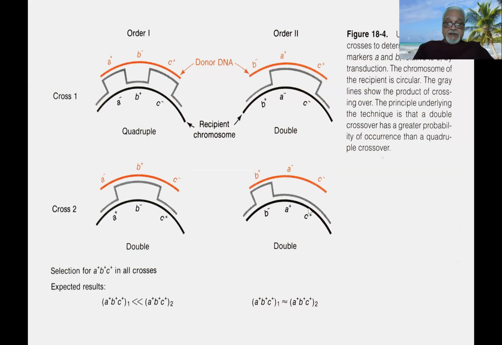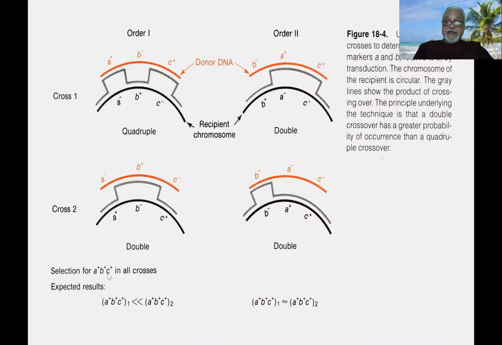And in this order, again, it is B minus, the donor is B plus, and A minus, C minus. Here the donor is A plus, C plus. And the recipient is B minus, A plus, C plus. So these are the kinds of crosses that were made, and what was looked for? They looked for A plus, B plus, C plus transductants.